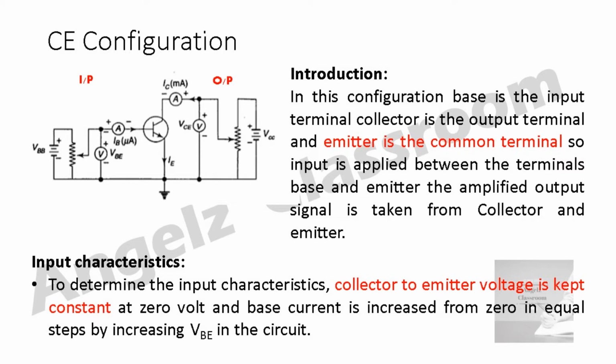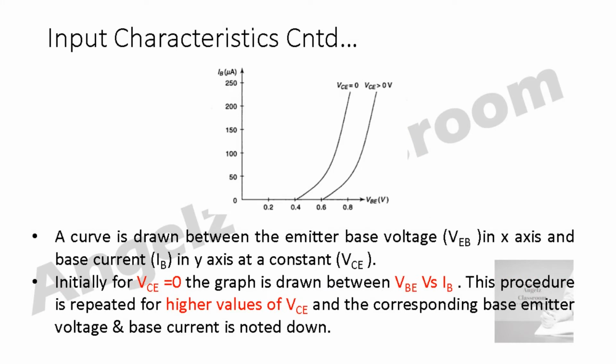To determine the input characteristics, the collector to emitter voltage is kept constant, say for example initially at 0 volt. Now the base current is increased from 0 in equal steps by increasing your VBE in the circuit, that is your base emitter voltage. See this diagram, a curve is drawn between the base emitter voltage in your x-axis and the corresponding base current that will be marked in your y-axis. Initially, I am going to measure for VCE equal to 0.